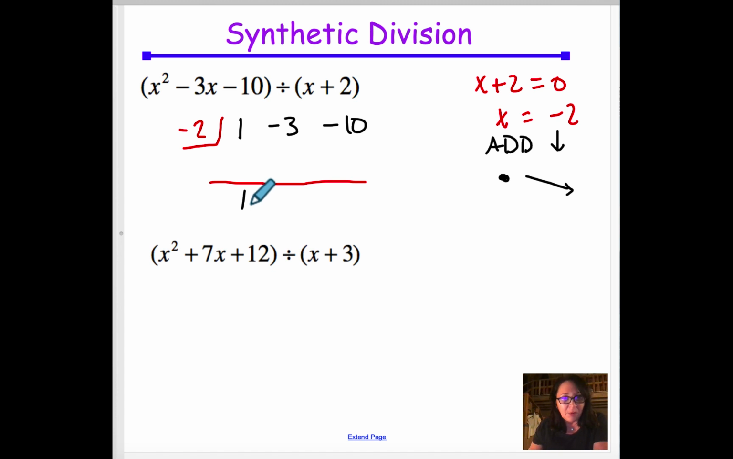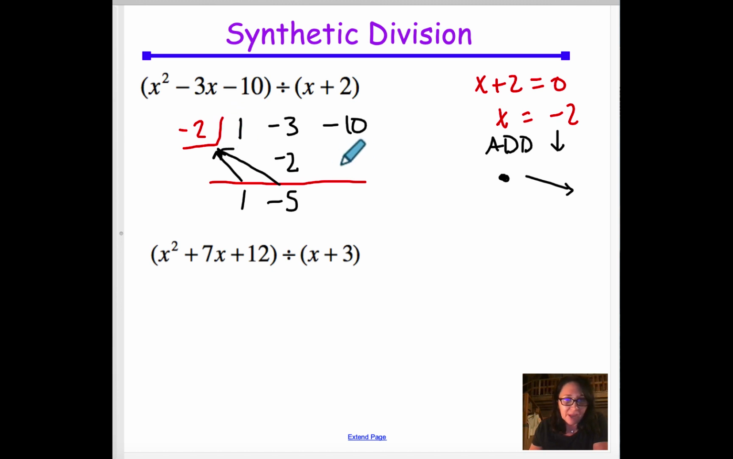So we basically did this actually 3 ways, right? We did it first by factoring and then dividing, the x plus 2. And then the second way we did this was long division. And now the third way we did this is synthetic division. So let's do another one.